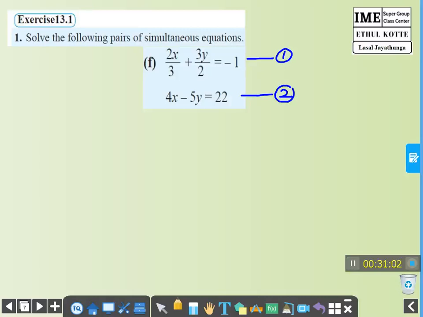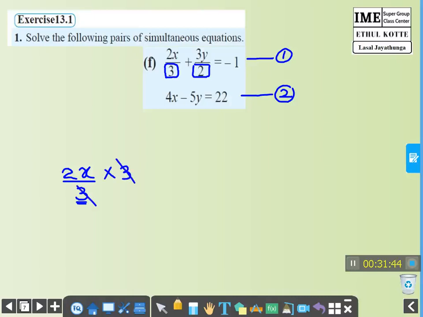Here, how can you build up the same coefficients? Equation 1, equation 2. In the second equation we don't have any fractional concepts, all are whole numbers. Can you make equation number 1 also without any fractions? If you want equation 1 without fractions, you should cancel this 3 as well as this 2. Then we don't have fractions. How can you cancel that? Denominator 3 and denominator 2.